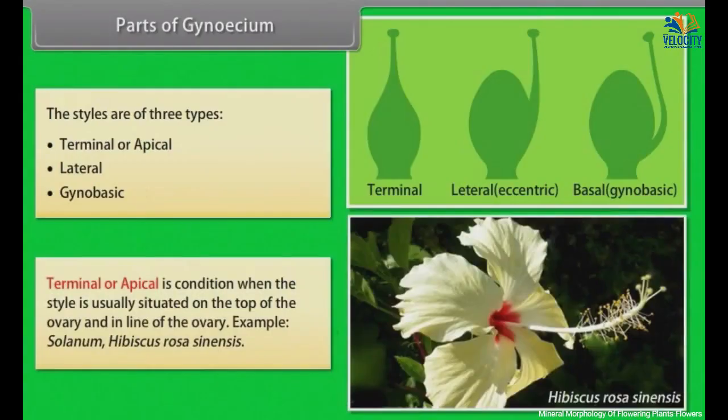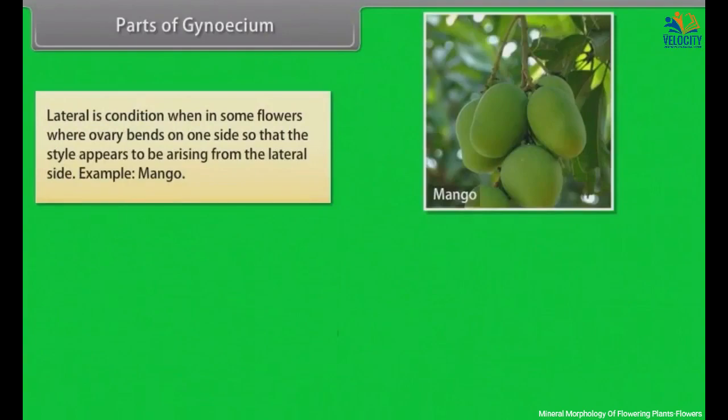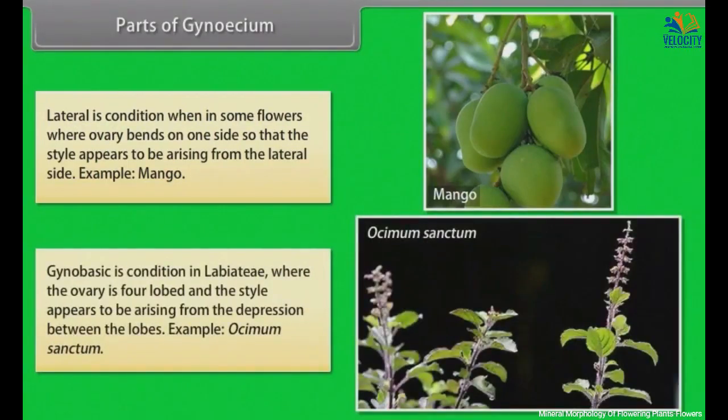Terminal or apical is the condition when the style is usually situated on the top of the ovary and in line with the ovary. Example: Solanum, Hibiscus rosa-sinensis. Lateral is the condition in some flowers where the ovary bends on one side so that the style appears to be arising from the lateral side. Example: mango. Gynobasic is the condition in labiates where the ovary is 4-lobed and the style appears to be arising from the depression between the lobes.